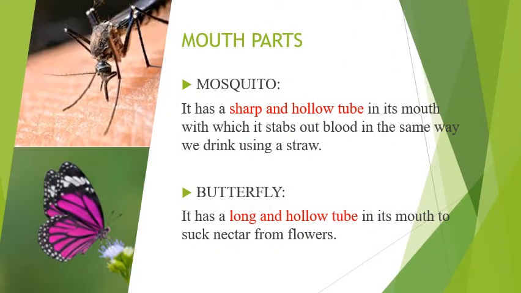A mosquito has a sharp and hollow tube in its mouth with which it stabs and sucks out your blood, in the same way we drink using a straw. A butterfly has a long and hollow tube in its mouth to suck nectar from flowers.